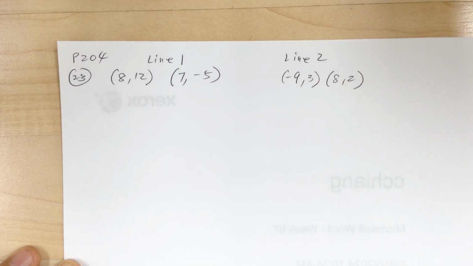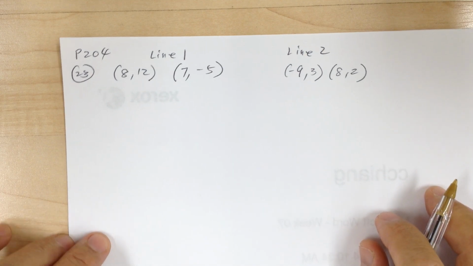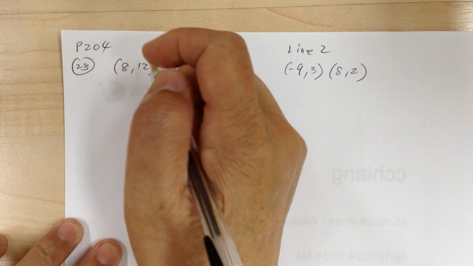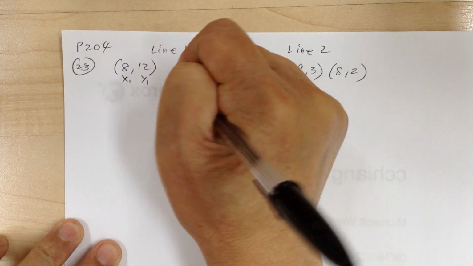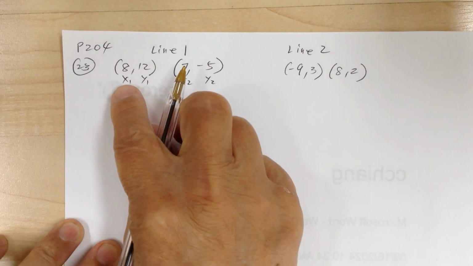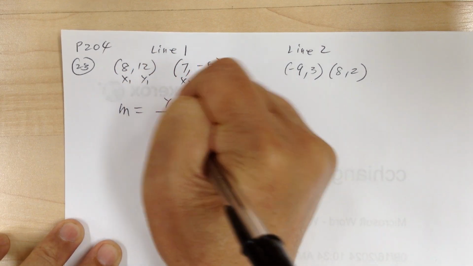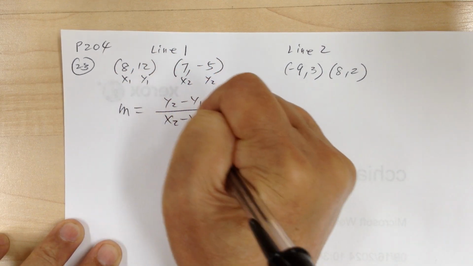It says, tell whether the lines through the given points are parallel, perpendicular, or neither. In order to tell what kind of lines they are, you need to find the slope. So this would be x1, y1, x2, y2. This is the first point and second point of this line. So slope will equal y2 minus y1 over x2 minus x1.